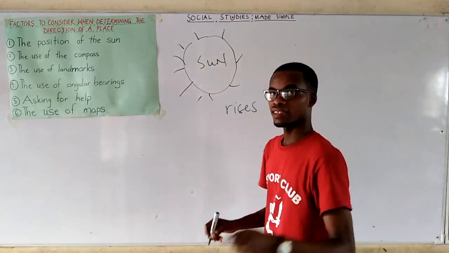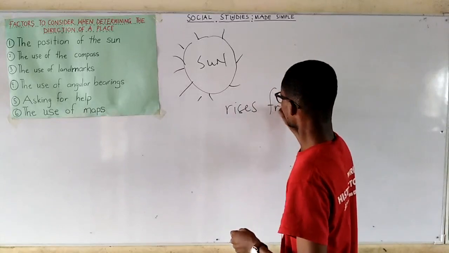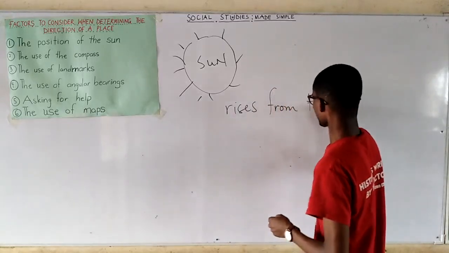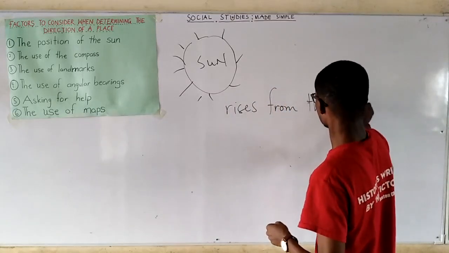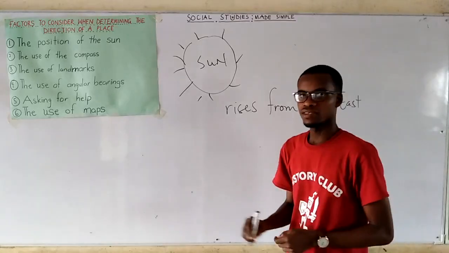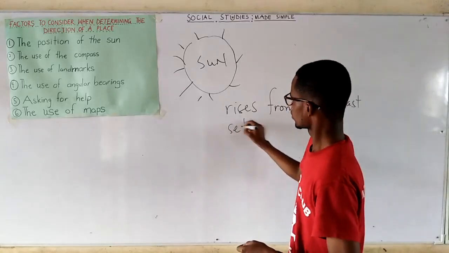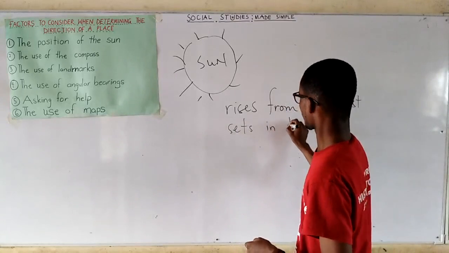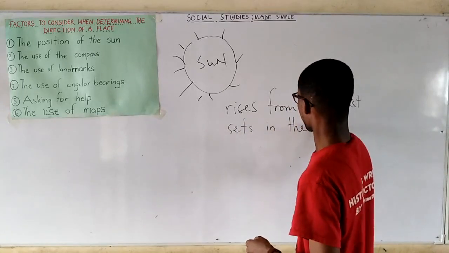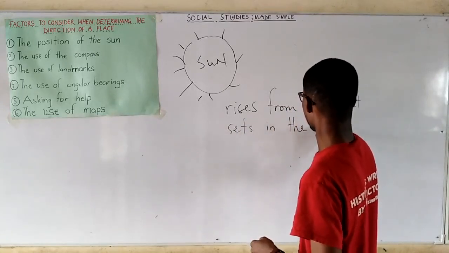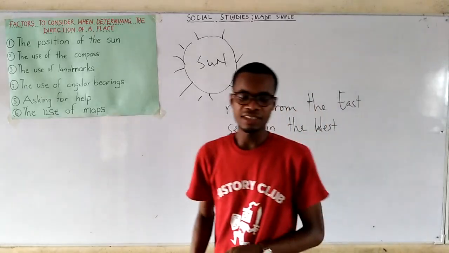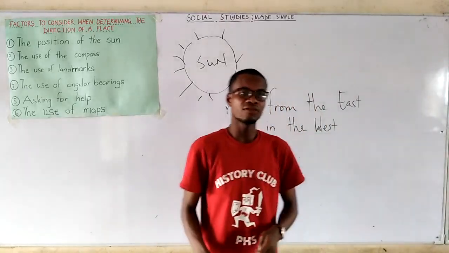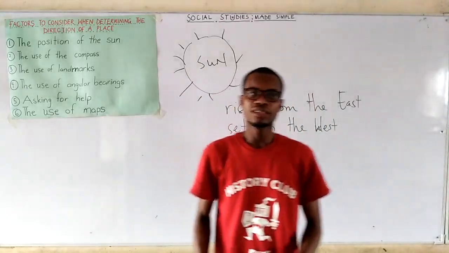that the sun rises from the east and sets in the west. So the sun rises from the east and sets in the west.